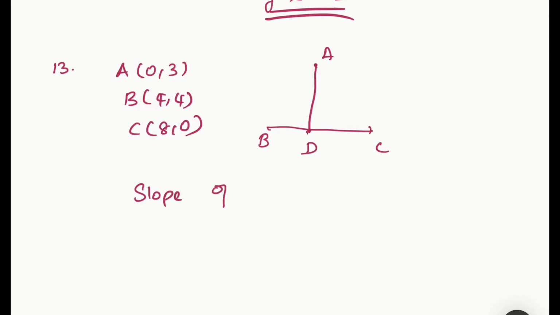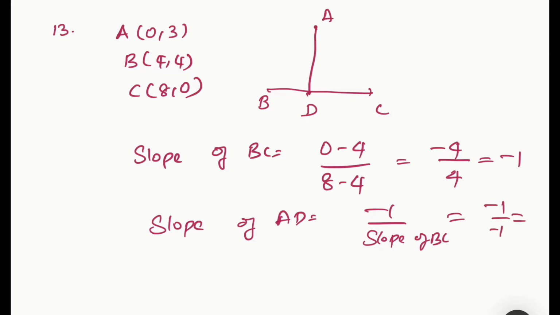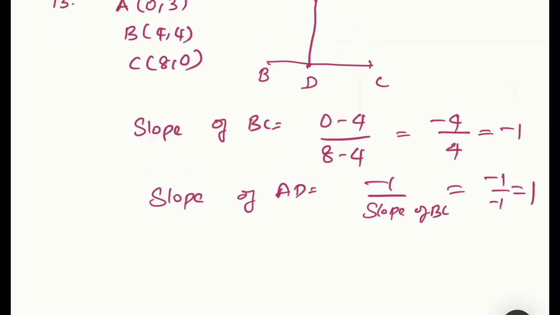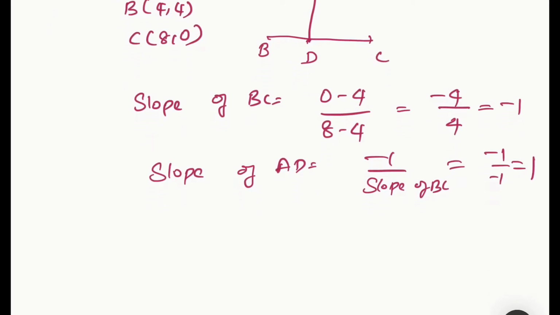Slope of BC is equal to 0 minus 4 by 8 minus 4. So that is equal to minus 4 by 4, equal to minus 1. So what will be the slope of AD? Slope of AD is equal to minus 1 by slope of BC. That is equal to minus 1 by minus 1, equal to 1. Okay. So now you can easily find out the equation of the line through A perpendicular to BC, right?